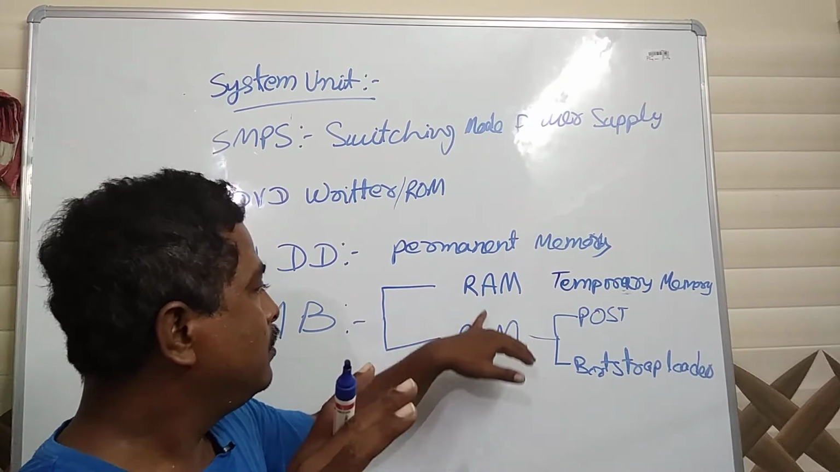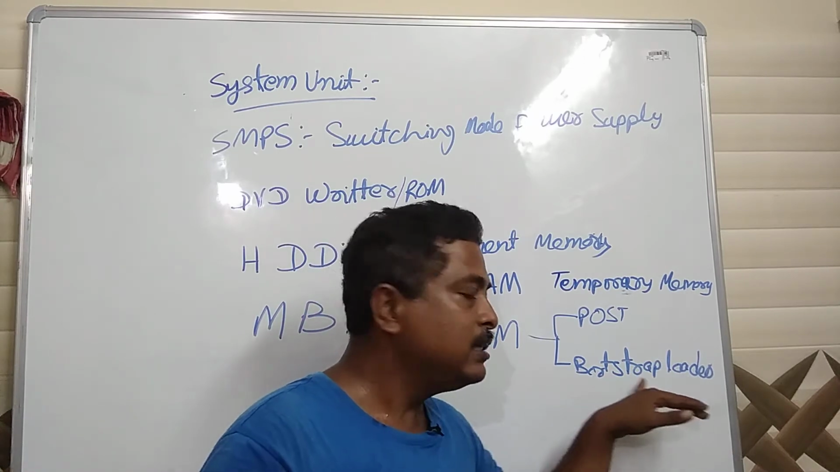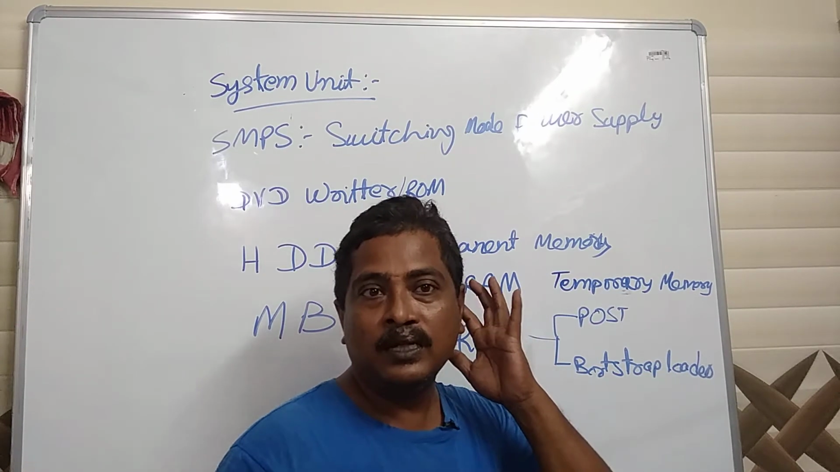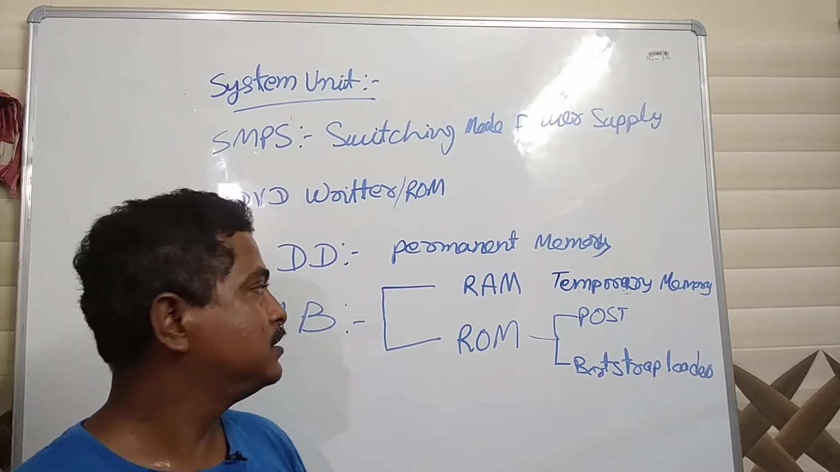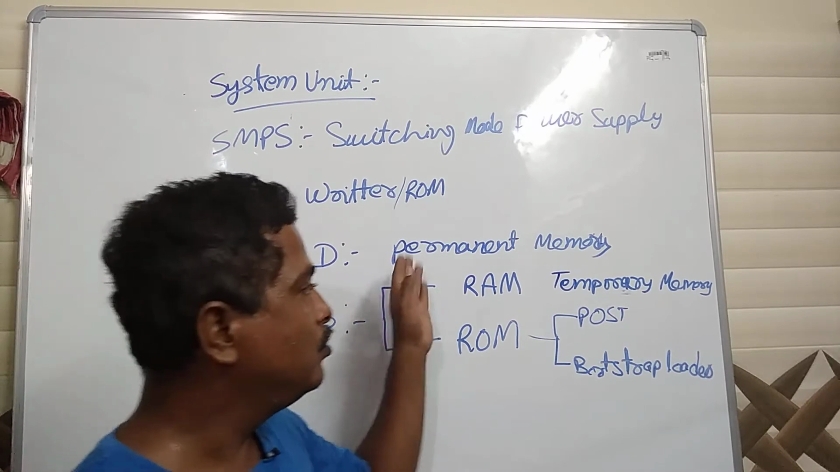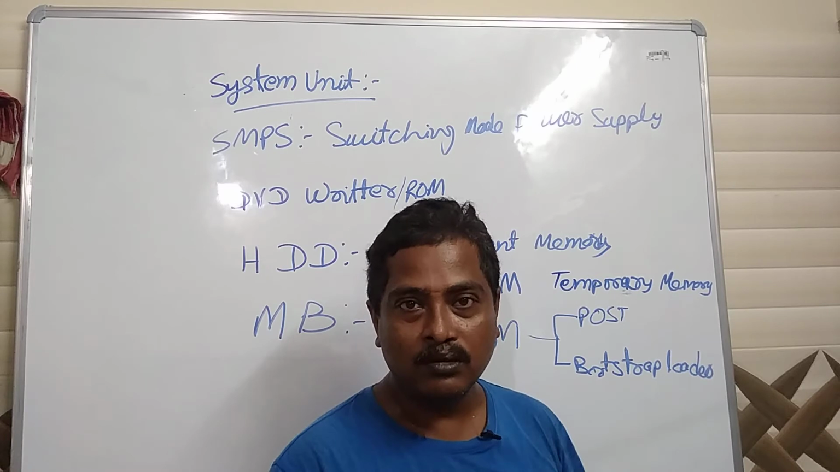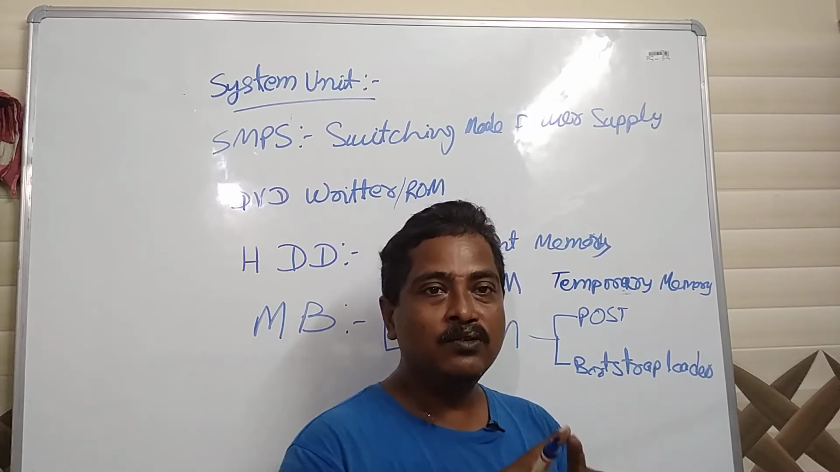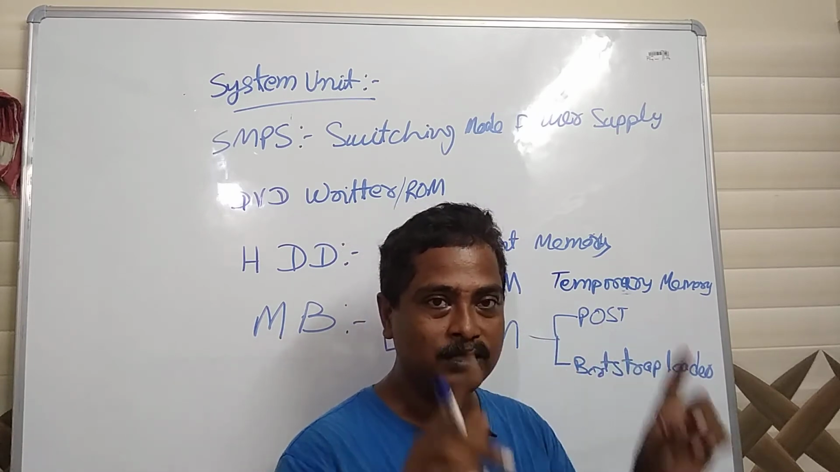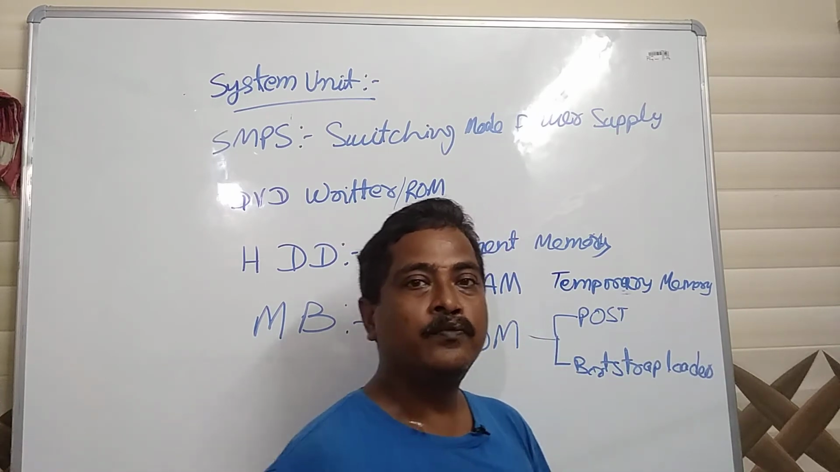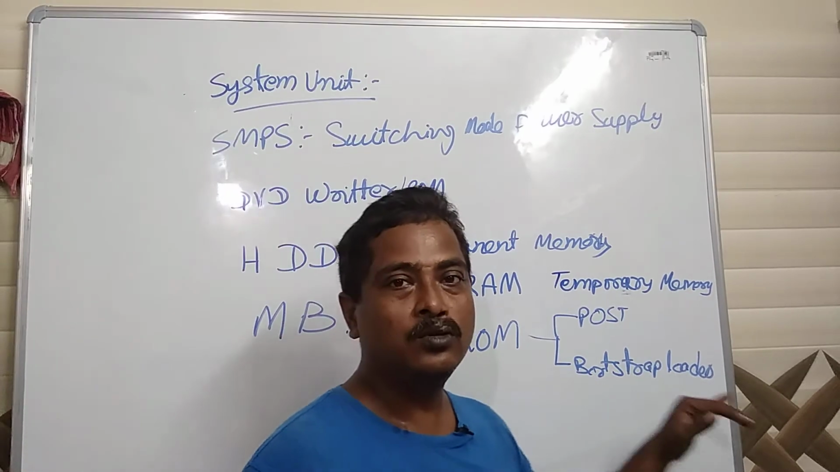Whatever data is there inside the Bootstrap loader, that program is responsible for loading the operating system from the permanent memory to the temporary memory, RAM. When it is copied from permanent memory to temporary memory, you will see the ready desktop where the mouse is activated, some icons are there, some figure is there, the mouse pointer is there. When you get that figure, you will know that the task of the Bootstrap loader is finished.